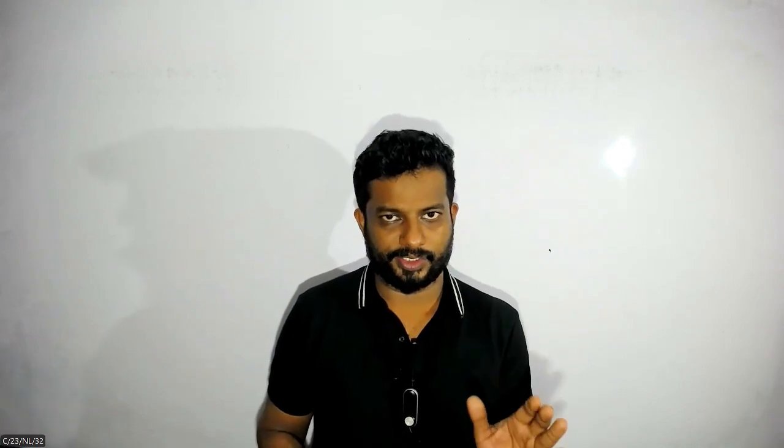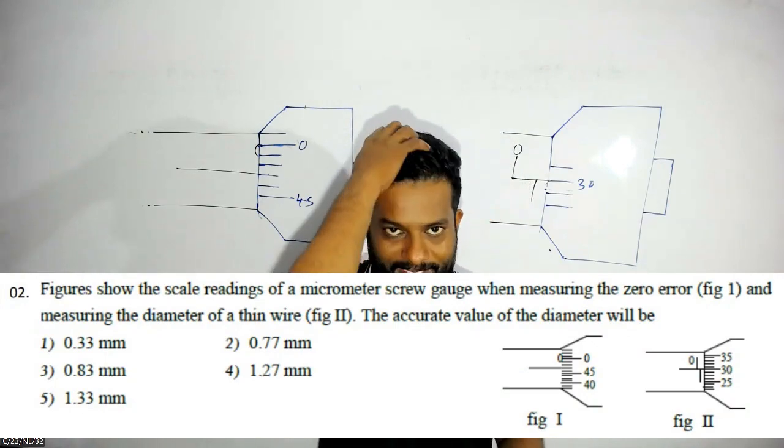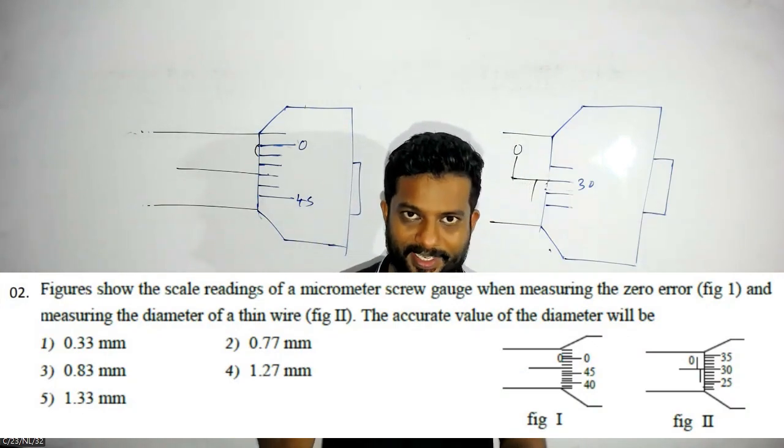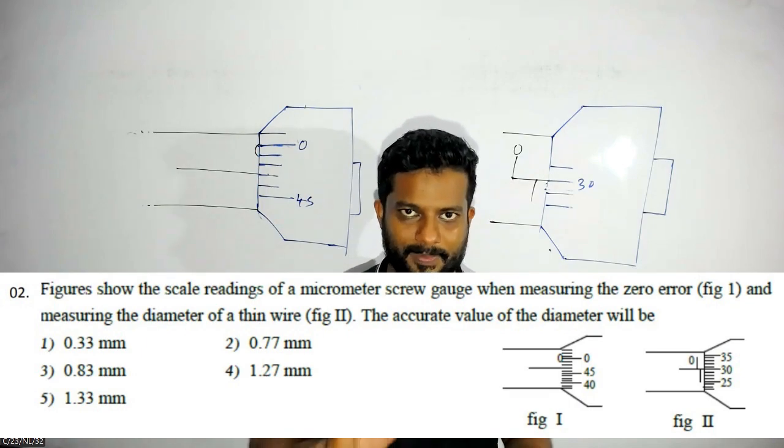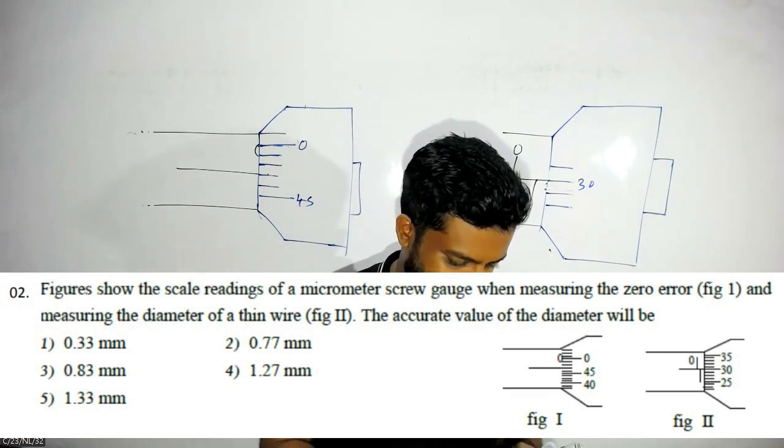Right, now we have discussed two basic questions related to screw principle and micrometer screw gauge. Then we have discussed a special question, right? Then we are going to discuss positive and negative errors, right? Let's see the second question. This question is related to negative zero error. I will explain the question. First, read the question.